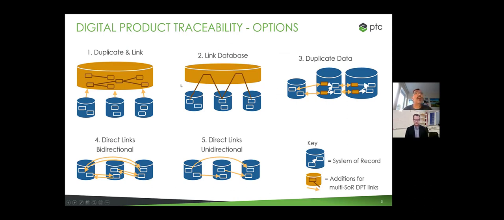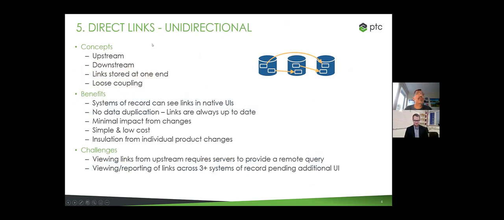Okay, so from the theory, how to link certain things, there are a lot of possibilities: duplicate data, link databases, link things bidirectionally, or use direct links unidirectionally. And we are using direct links unidirectionally, upstream, downstream. These links are stored always on one end, and we have a loose coupling in this area, also to use, let's say, customer or domain-specific methodologies in these areas.